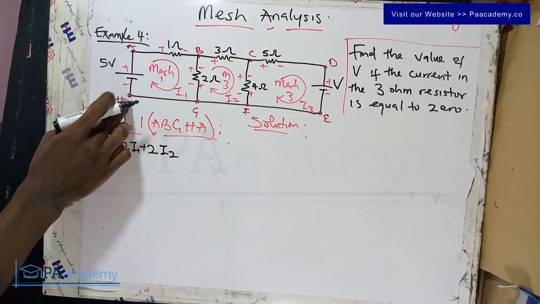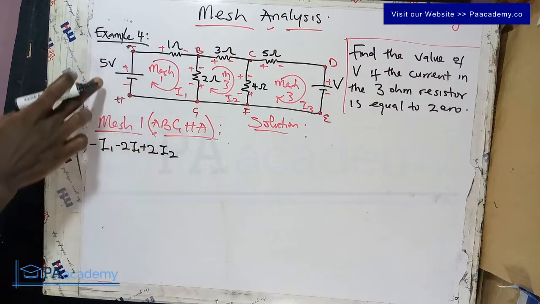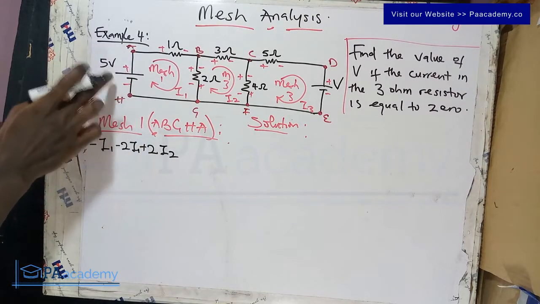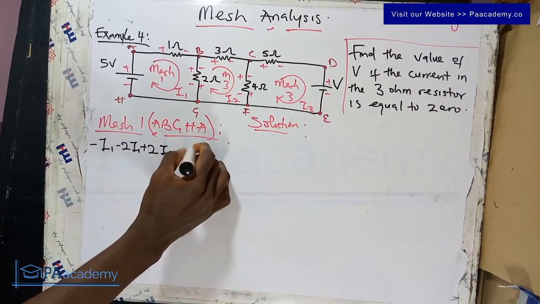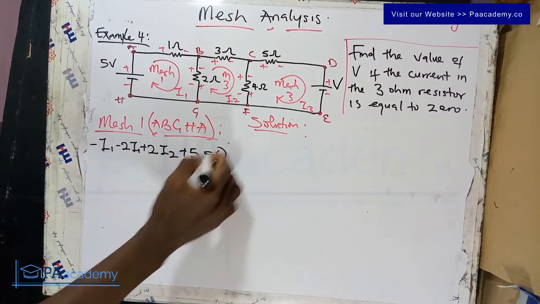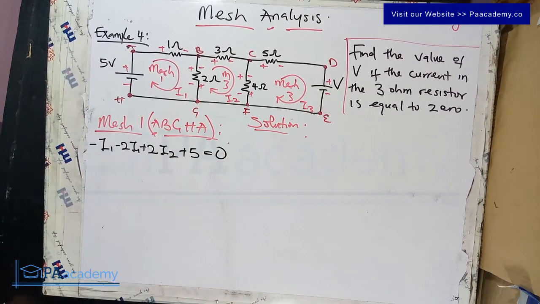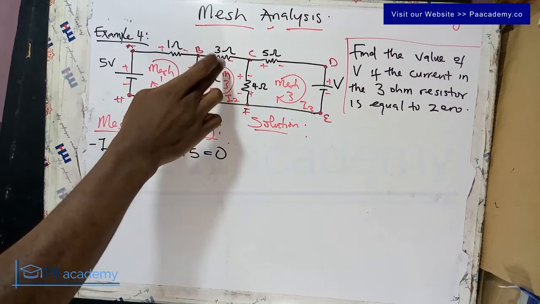From G to H, there's nothing here. Then from H back to A, we have a voltage source that's from minus to plus. That's going to be plus 5 equals to 0. Now, before we simplify this, let's look at this.